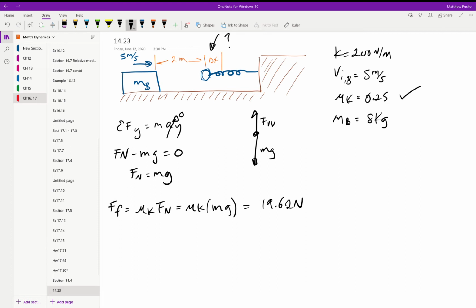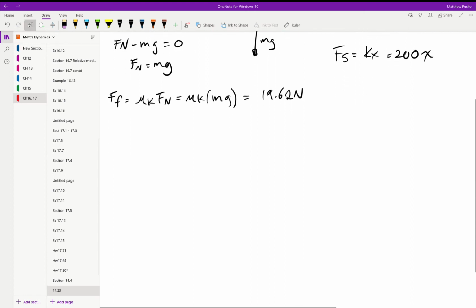What about our spring force? How much spring force is getting exerted? Our spring force is pushing to the left. We'll give it a sign in a little bit, but it's kx. We know k is 200, and we're looking for the displacement until it stops, so it's going to be x. We're going to use T1 plus the work done from 1 to 2 is equal to our new kinetic energy.